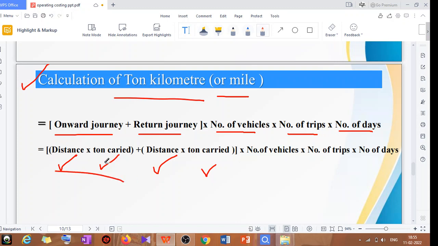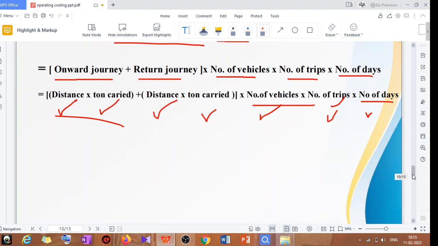These distance into ton plus distance into ton, add it. Clear? Into number of vehicles, how many vehicles there were, into number of trips, how many round trips there were, into number of days, how many days the company has operated. If you multiply all this, you will get the ton kilometer. I hope it is clear to you till here.